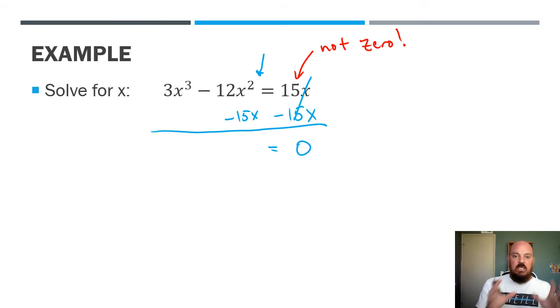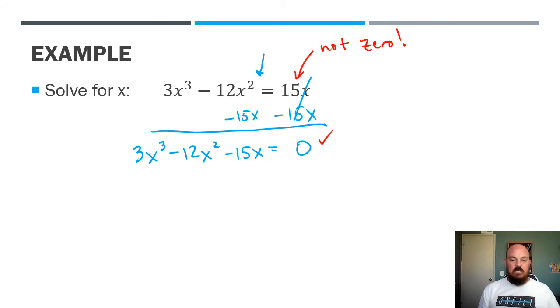Now let's recopy and just leave a space to put that minus 15x at the end. So we have 3x cubed minus 12x squared minus 15x equals 0. Okay, step 1 is done. It's now equal to 0. We needed that. Step 2, let's look for a common term to factor out. Let's look for a GCF.